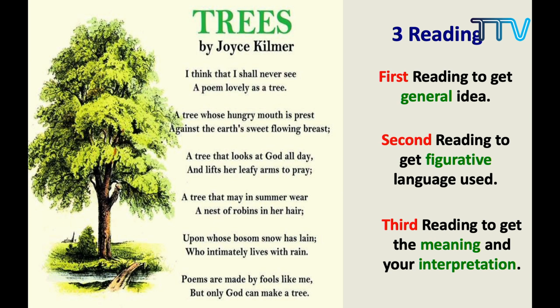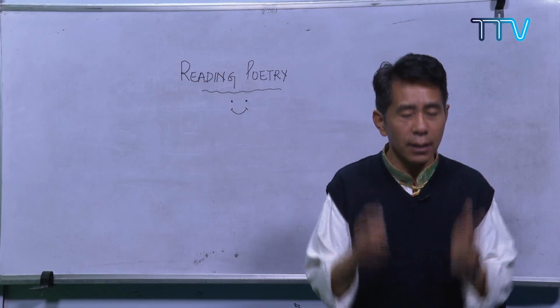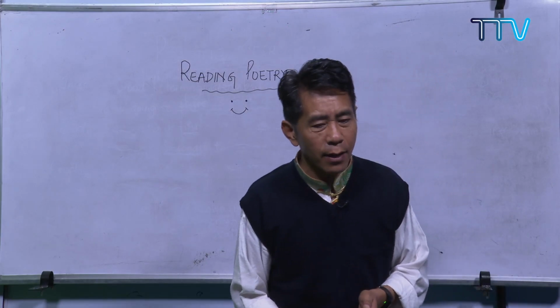So in the third reading, you just try to get the meaning and make your own interpretation. So he is trying to do like this. Did you understand? We will read this poem in detail in my next session when we talk about other things, the different types of structures. So the first reading, second reading, third reading. Is that clear?